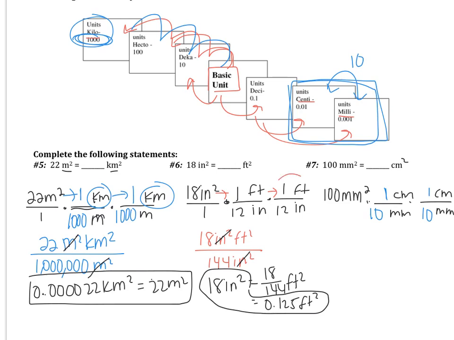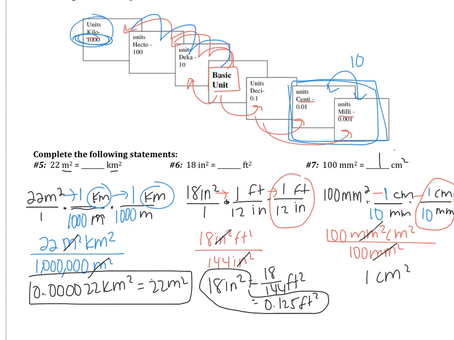So that's like this concept over here. Inches are smaller, so I get more inches for every 1 foot. Millimeters are smaller, so I get more millimeters for every 1 centimeter. And now I'm ready to multiply across. So I get 100 centimeters squared over 100 millimeters squared. So those millimeters squared cancel. 100 divided by 100 is just 1 centimeter squared. So 100 square millimeters are going to give me 1 square centimeter.